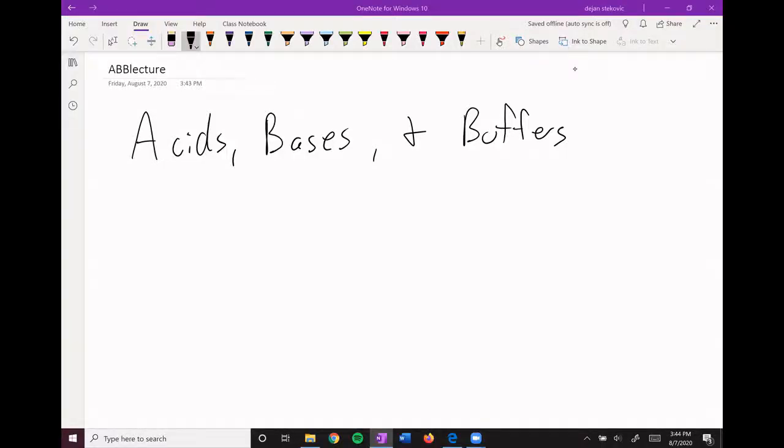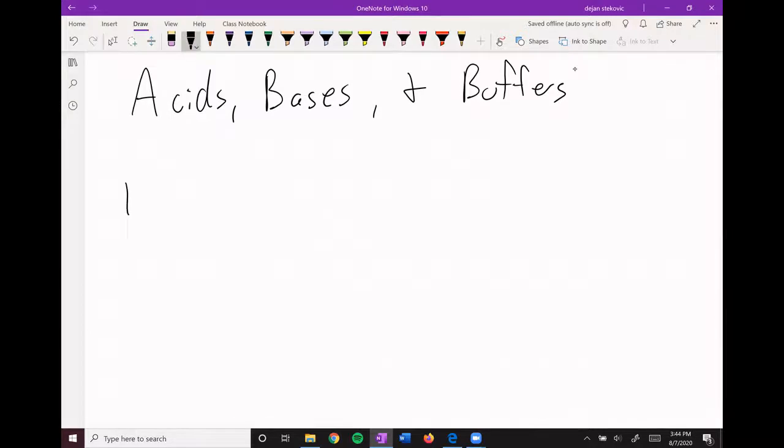All right, so in this lab, we're going to study some acids, bases, and buffers. And the first thing we're going to do is try to find the pH of an unknown.